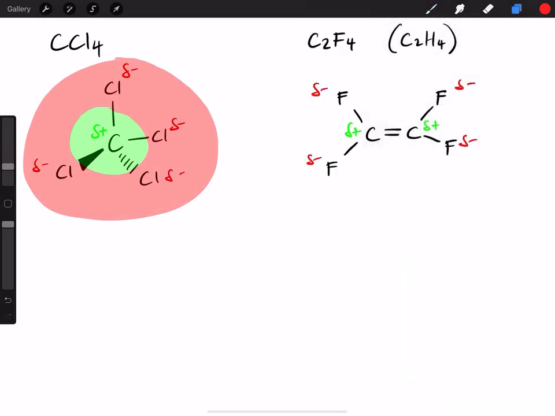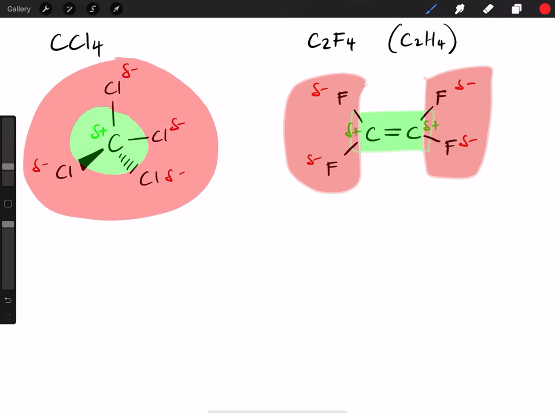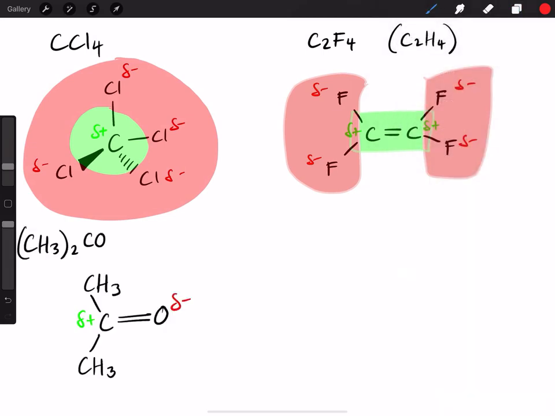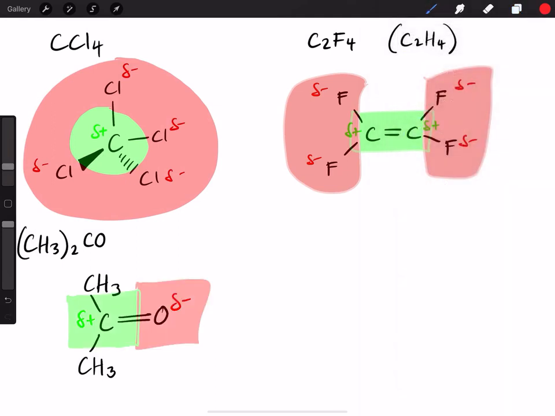Okay, moving on to the next one. Again, if you draw this C2F4, we can see that those parts are negative, the center is positive. However, again, there is no distinct region where one side is negative, one side is positive. Moving on to the next one, this is propanone. The only part where the bond is polar is between carbon and oxygen. So if I draw it out, we can see one side is positive, the other side is negative. In this one there are two distinct regions. So this molecule is a polar molecule.